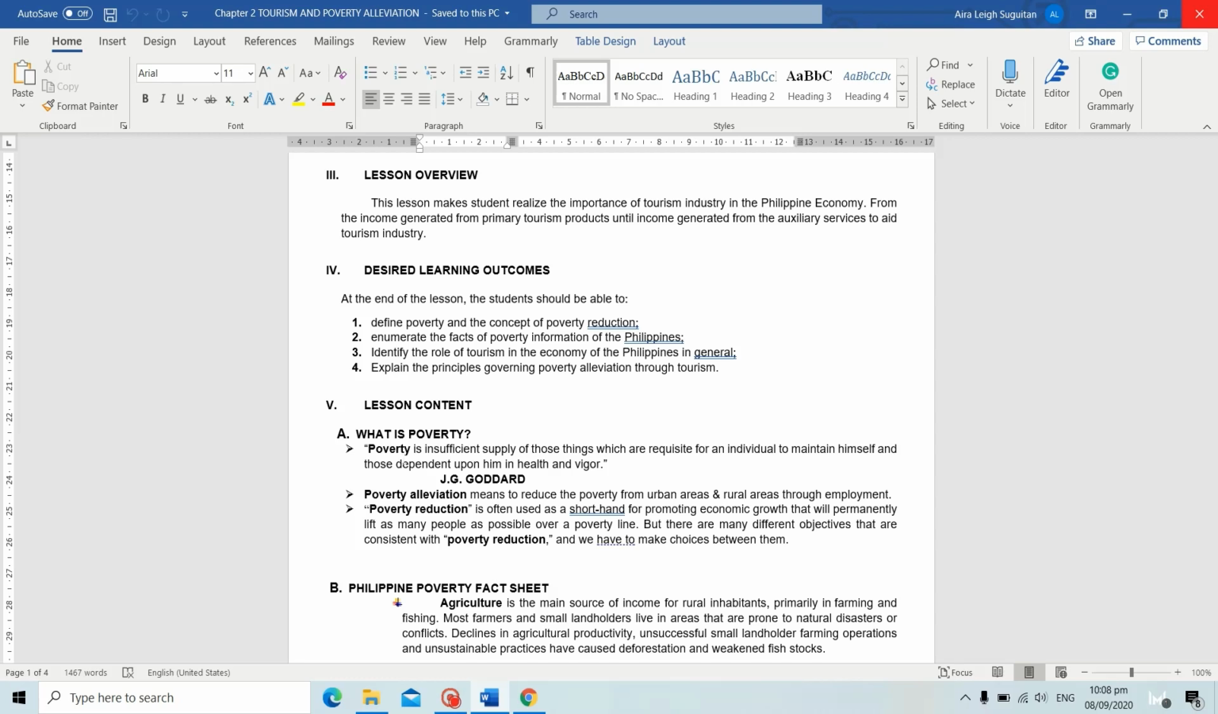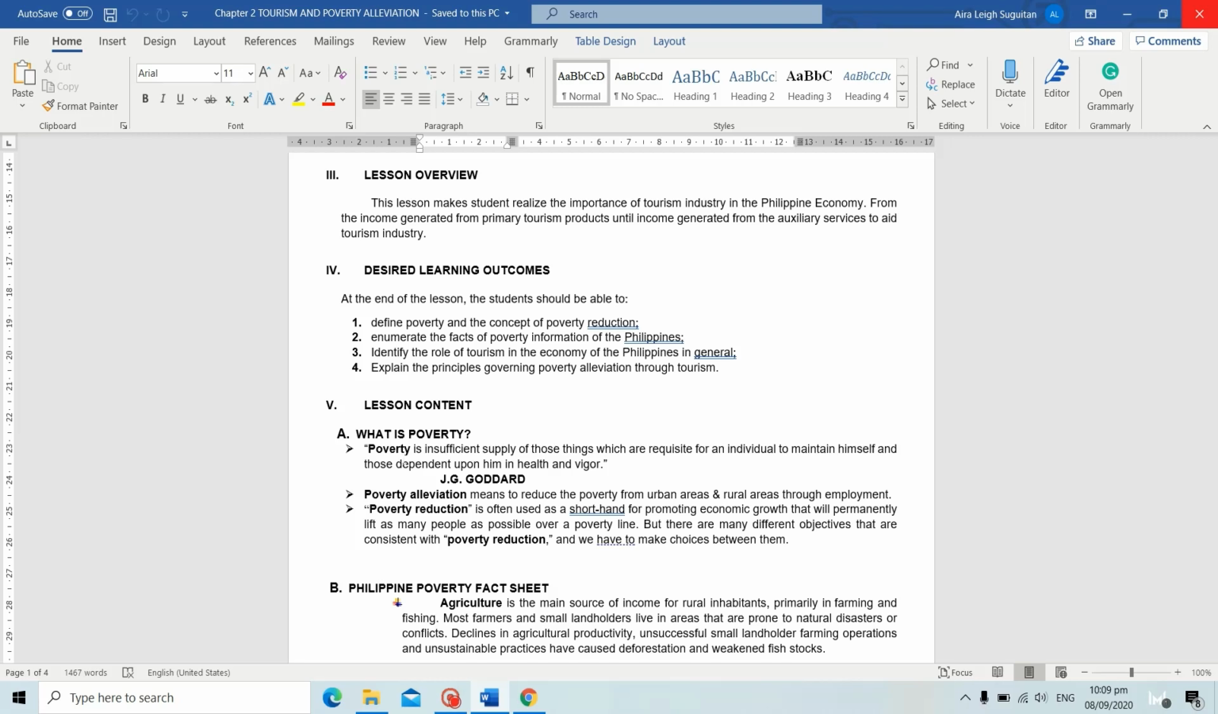So for poverty alleviation, this means to reduce the poverty from urban and rural areas through employment. Kaya very important na part ng State of the Nation's address ng every president ang report about unemployment and employment rate here in the Philippines. And that's the reason why also na malaking contribution ang naibibigay ng tourism sa employment rate ng Philippines. For example, one hotel na pinatayo, ilan ang kakailanganin nun na empleyado, ilang mga Pilipino ang mabibigyan yun ng trabaho.